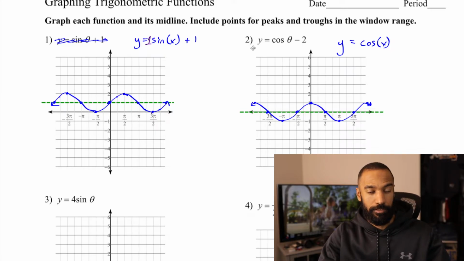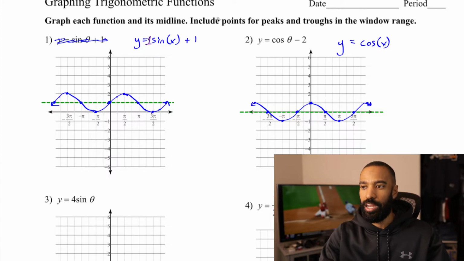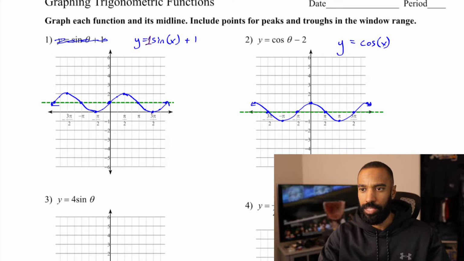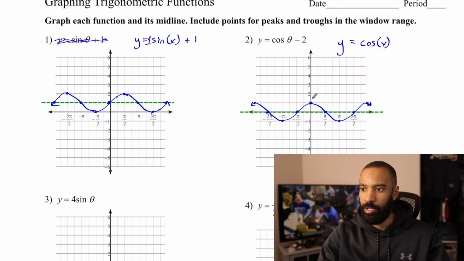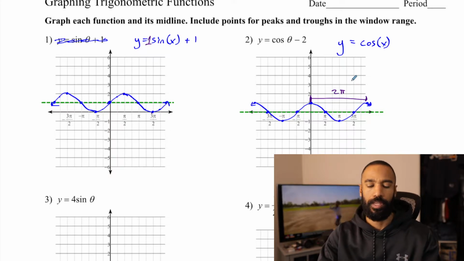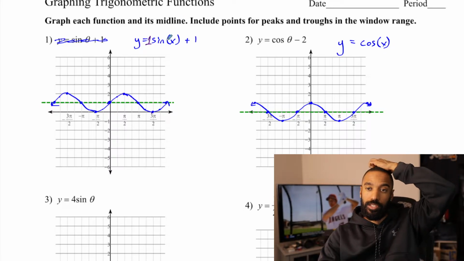Cosine is also called an even function. Sine is called an odd function when it's just the sine of x. So cosine of x is like that. Same thing: amplitude is 1, wavelength is 2 pi. It went from 0 to 2 pi before it repeated. The frequency is 1, all that kind of stuff. It does all the same things there.